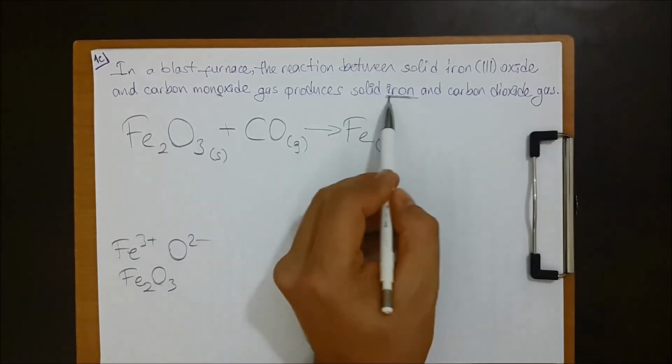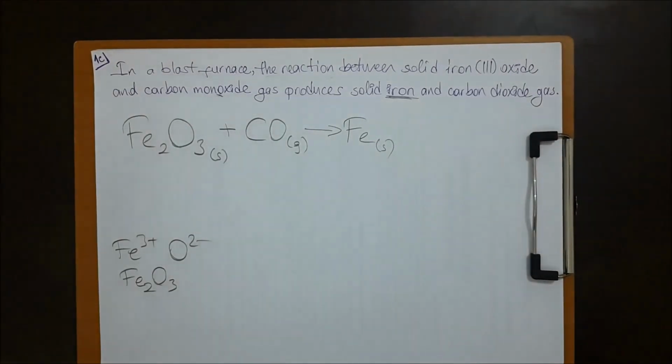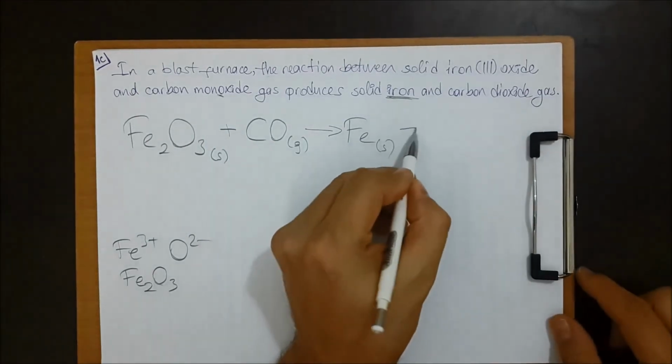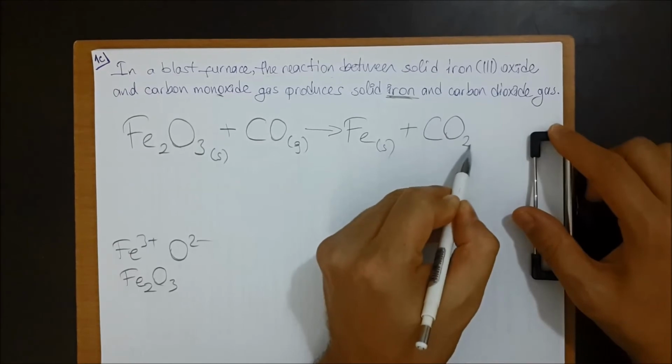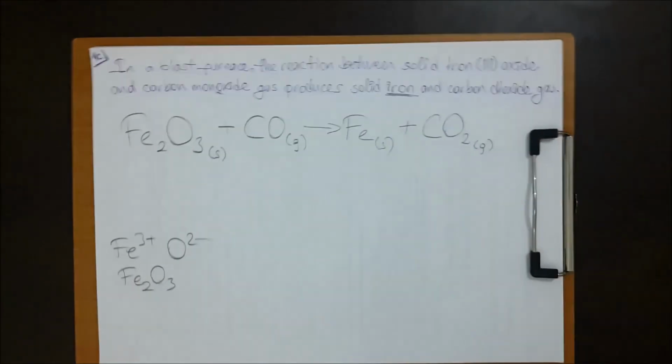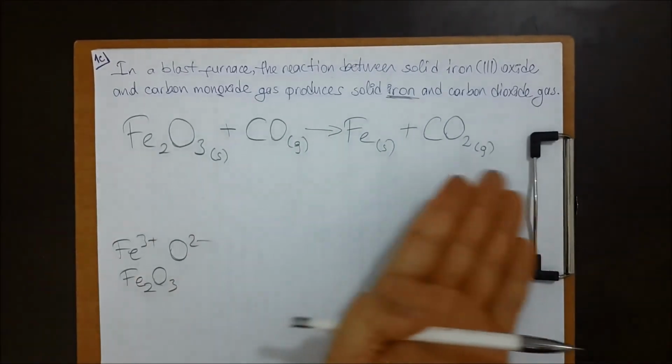They produce solid iron, Fe(s), and there is no Fe2+ or Fe3+. Iron is an element, so elements do not carry any charge. And carbon dioxide gas, CO2(g). Okay. This is my formula equation.